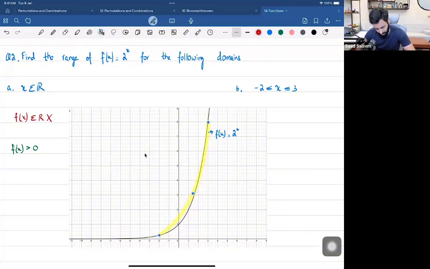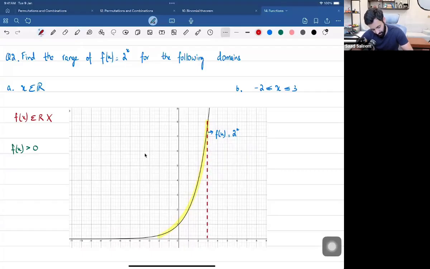Now, if this is the case, what will you say is the range? Let's see. So we're going to plug in the extreme points, as in we're going to plug in 3, we're going to plug in -2, and we're going to find out the corresponding y values.